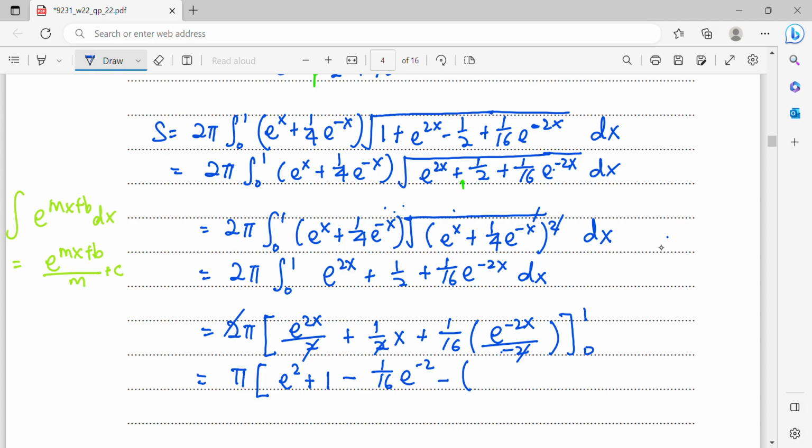Now, replace x by 0. So, e^0, I get 1. Then, the second term will be 0. Third term, 1/16.